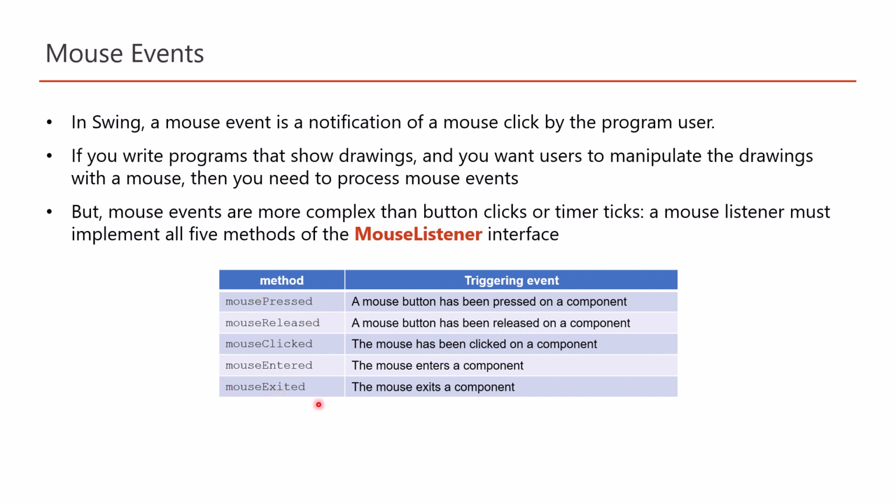Each of these methods receives a mouse event object as a parameter. This object contains valuable information about the event, including the mouse location, the type of mouse button involved, and more. To use mouse events in your program, you must create a class that implements the mouse listener interface. You then add this listener to the component that you want to track mouse events for.